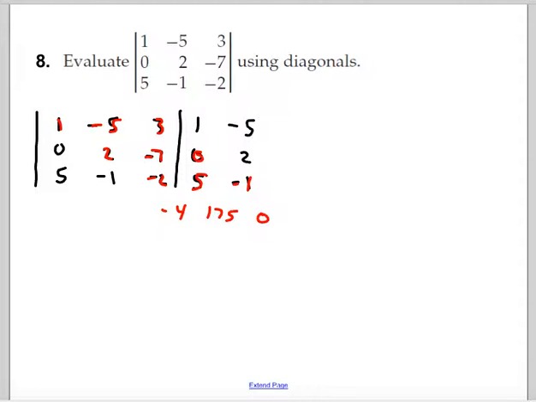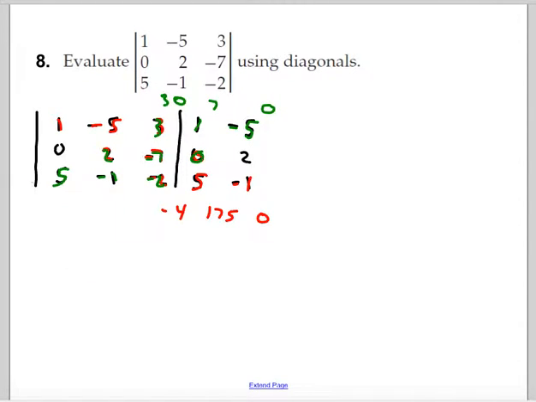And then we want to go up now. So now we want to go from the corner here, 5, 2, and 3. If I multiply that, 5 times 2 is 10, times 3 is 30. And then negative 1 times negative 7 times 1 is 7. And then negative 2 times 0 times negative 5 gives us a 0.